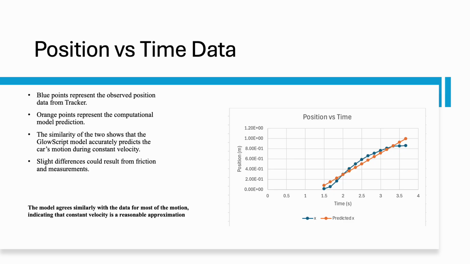Although the agreement is strong, there are small differences between the two data sets. These differences are likely caused by friction acting on the toy car, slight calibration errors, and uncertainty when placing the tracking point in Tracker. Because the model and the experimental data agree closely, constant velocity is a reasonable approximation for the motion being analyzed.